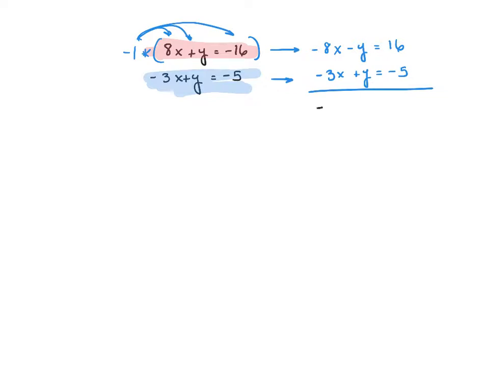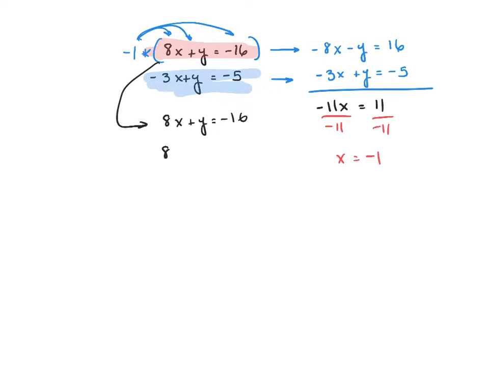Negative 8 minus 3, negative 11x. The y and negative y give you 0 equals 16 minus 5, 11. Divide by negative 11, both sides. X is negative 1. Now when you go back to find the y value, you can use any equation that you have up here. I'm going to use the original 8x plus y equals negative 16. That's the one in red up here.